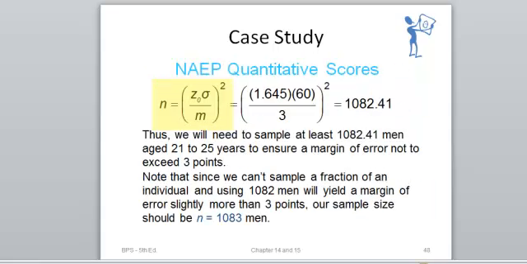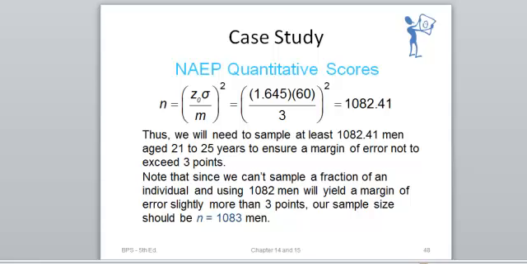Well, we take our calculation for n and then we just plug in the numbers. So if we want a 90% confidence interval, our critical value is 1.645, sigma was 60, and we want a margin of error of no more than 3. So we use 3 as our margin of error. We do that product divided by 3, and then we square that and we get 1082.41. So, since that was not an integer, we go to the next greatest integer to ensure the confidence level that we want with the margin of error that we want.